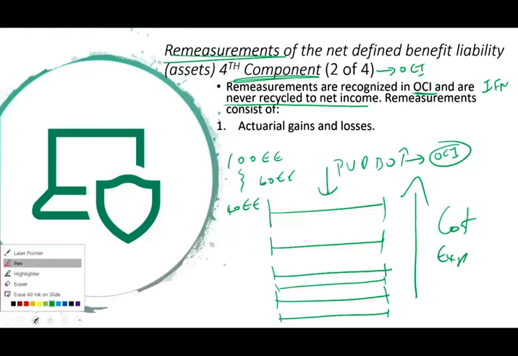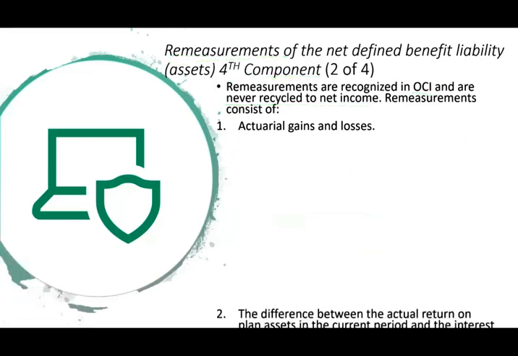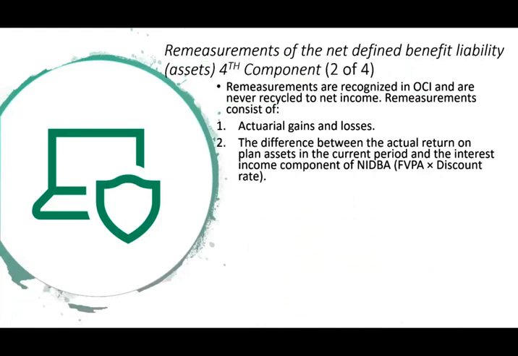Remeasurement consists of actuarial gains and losses, which are estimates that we made, you know, how long people are living, how much we are going to pay them. This could change. It could change in our favor or against us. It could also be the difference between the actual return on the plan asset in the current period and the interest income component, net interest, which is the fair value times the discount rate.